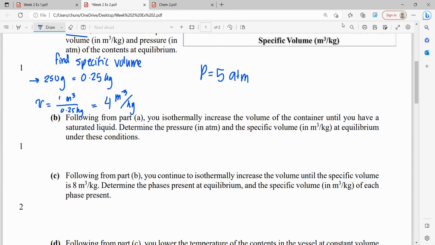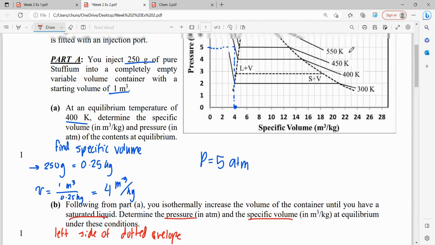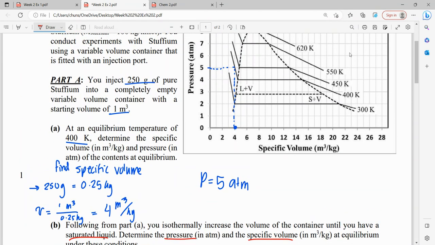Okay, part B. So following part A, you isothermally increase the volume of the container until you have a saturated liquid. So this means you're on the left side of the dotted envelope. And determine the pressure and the specific volume at these conditions. So isothermally increasing means we're going to trace along that 400 K isotherm. So let's highlight where that is.